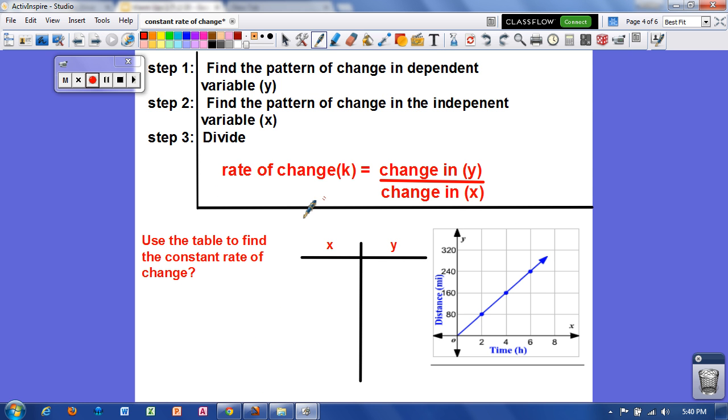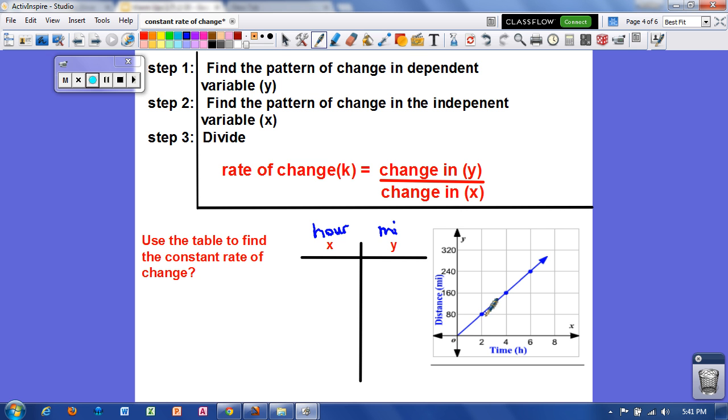Okay, now we want to use the table to find the constant rate of change, but we have an empty table. Well, if you look here, we have a graph, we have time, and we have distance. So distance is our Y value. That means it's dependent. So Y is going to be our distance in miles. Time is on the x-axis. So our time in hours, that's going to be the x value. Now we're just going to look at these points, and we are going to record those on this table.